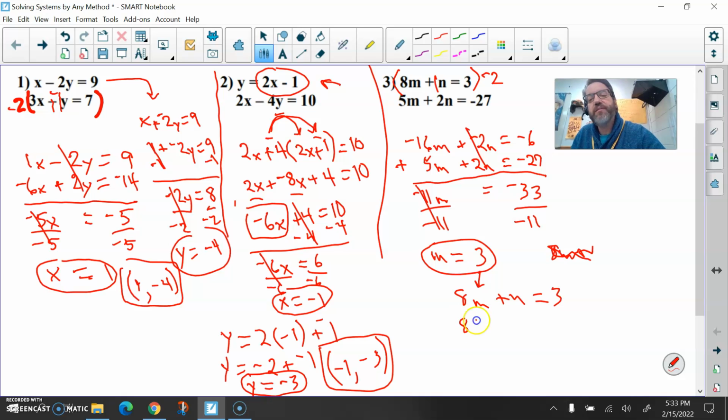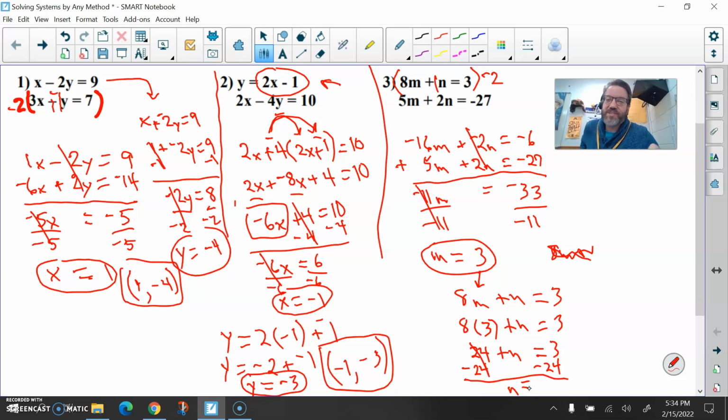So I have 8 times 3 plus n equals 3. 8 times 3 is 24 plus n equals 3. And final step, if I subtract 24 from each side, we'll have to be careful here again with our negatives. We have n equals 3 minus 24. That's the same thing as 24 minus 3, everybody, except it'll be negative. And so we get negative 21. That's our n value. So m is 3. N is negative 21.